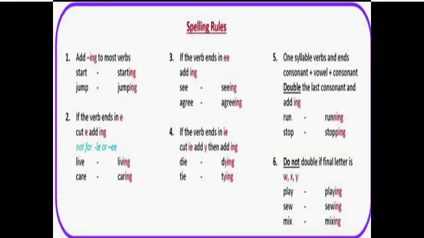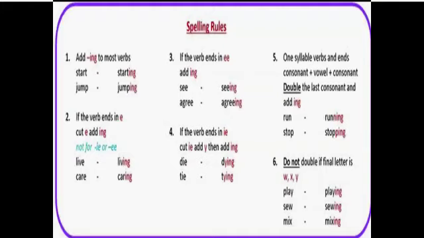So if the final letter is W, X, or Y, no need to double the letter, such as play, sew, and mix. Play, playing, sew, sewing, mix, mixing. These are spelling rules. They help you to add the ing to the verb correctly. Okay?